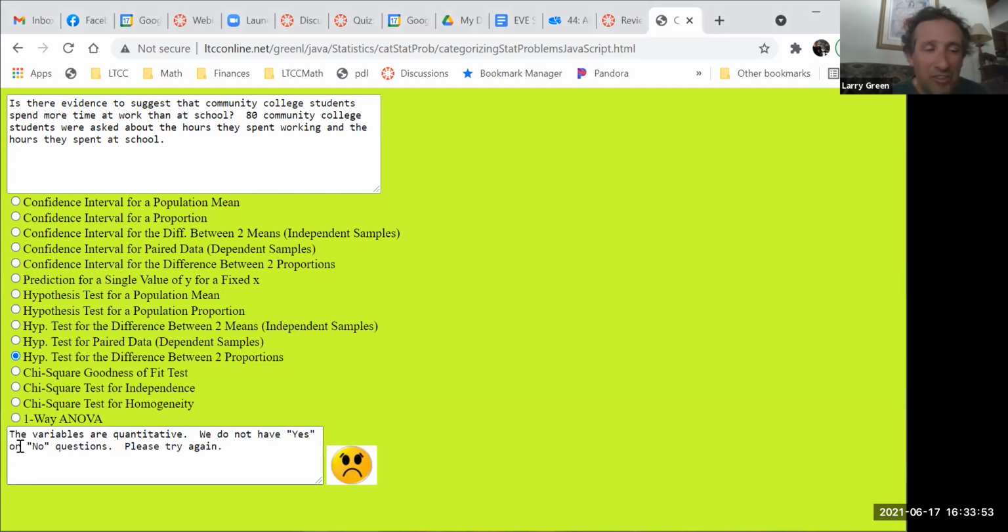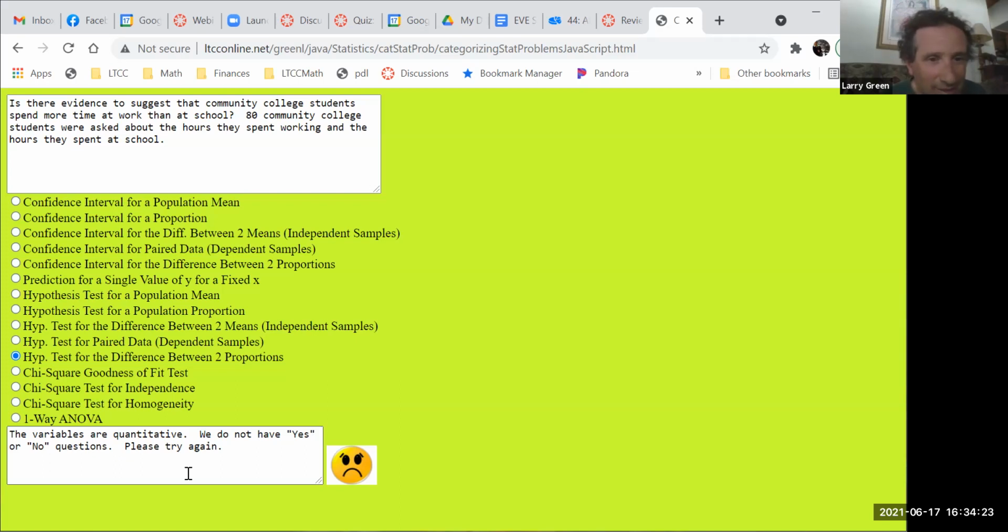And then it tells you, it's got a little kind of AI built in that I created. Based on what you tried and what the right answer is, it gives you a hint. So you should definitely pay attention to the hint. Here it says the variables are quantitative. We do not have yes or no questions. Please try again. Any questions on that? So we definitely know it's not going to be proportions.